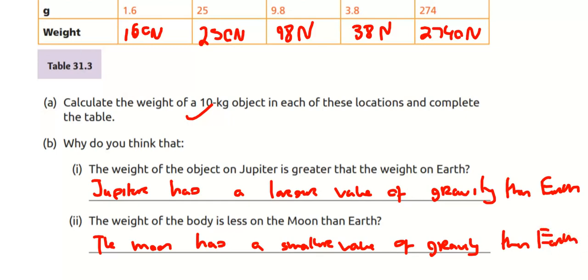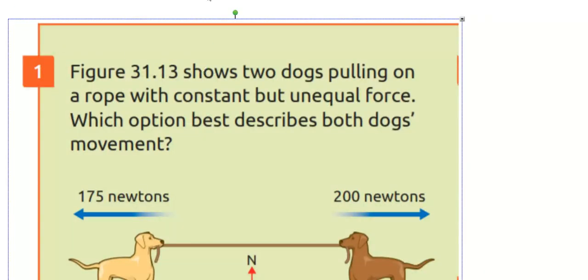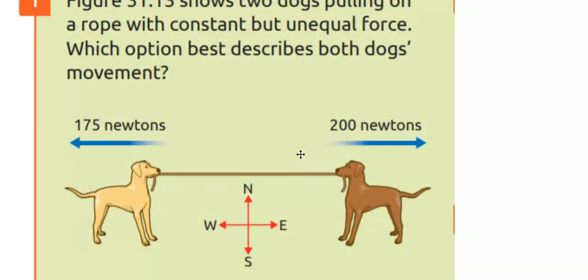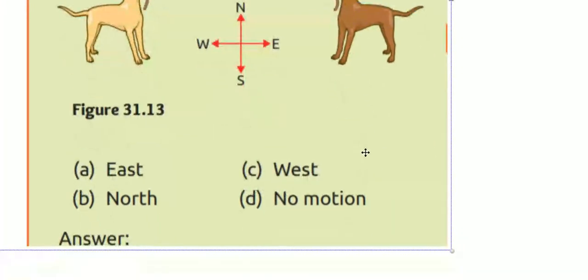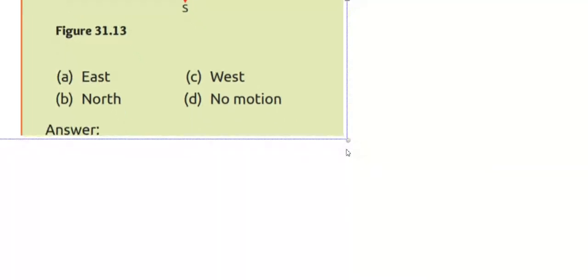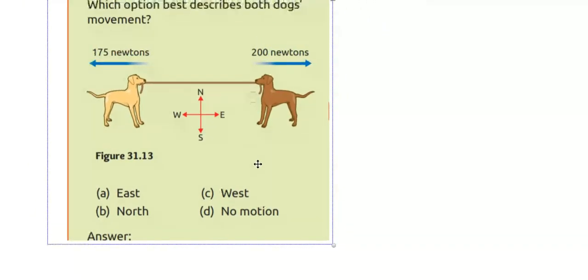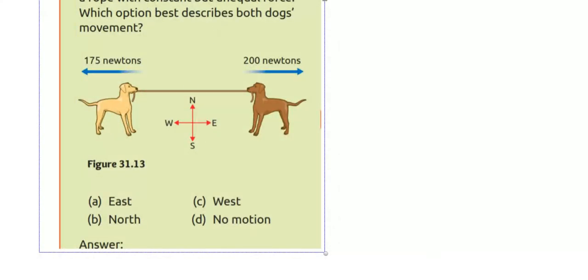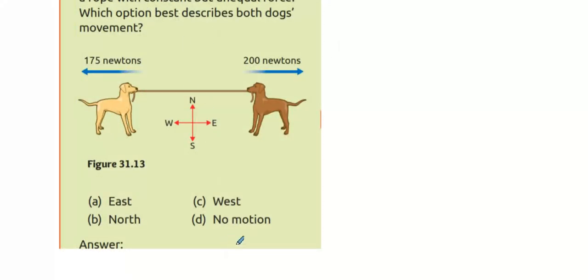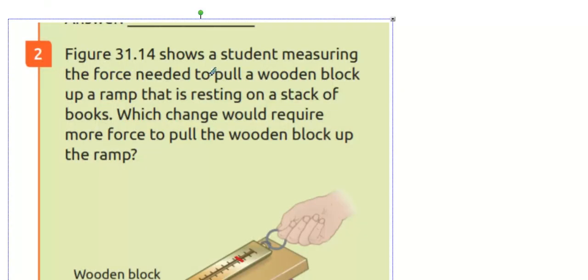Okay, move on. The multiple choice round. We see two dogs, the brown dog and the cream dog. The brown dog is pulling with 200 newtons to the east. The white dog is pulling 170 newtons to the west. This means it's going to be going east. Answer is A.